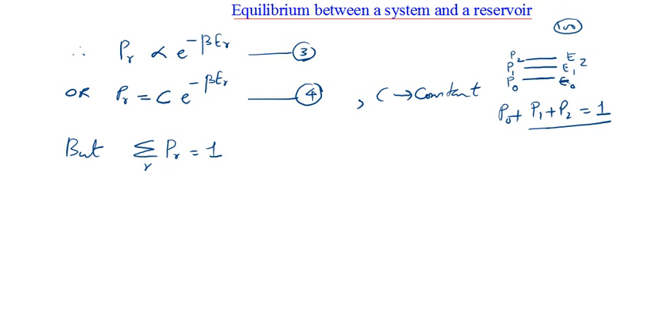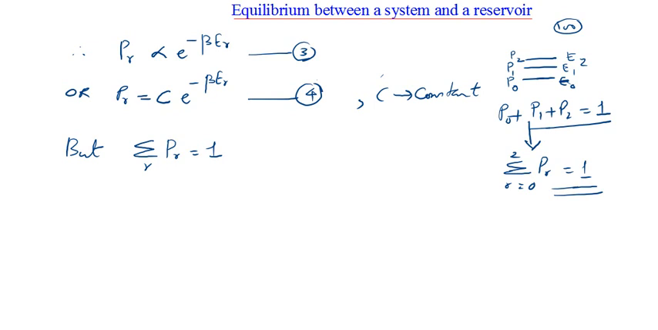So the total probability that the system is found in any one of the possible states is always equal to 1. That means sum over r of P_r equals 1. So what is sum over r? For r equal to 0 to 2, sum over r of P_r is equal to 1. That is generally written as sum over r P_r is equal to 1, right?